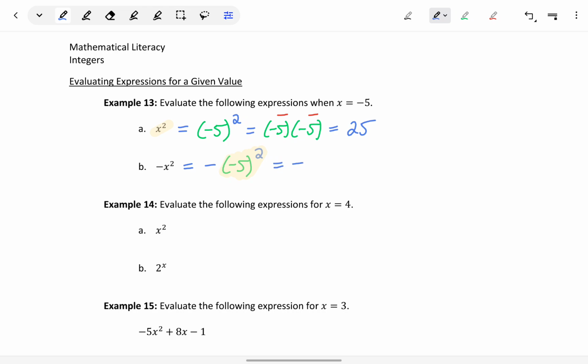So this will be -5 times -5, which is a negative times a negative. So we're going to get positive 25. So the -5 times -5 gives us positive 25. But we still had this original negative sign that's going to carry with us, which will leave us with -25 as that final answer.